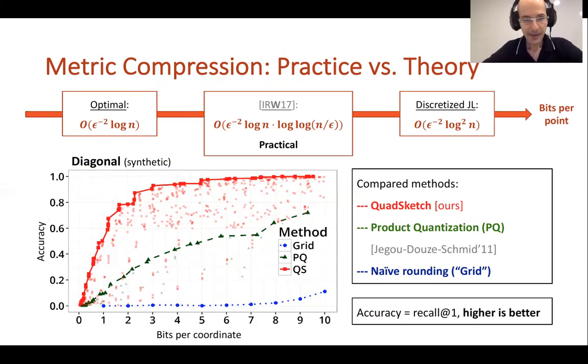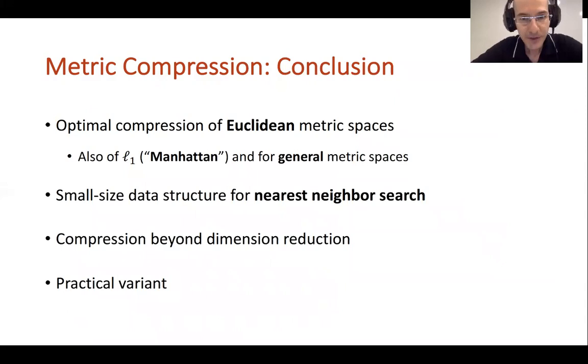Okay, so I think this is all I wanted to say about metric compression. Let me quickly conclude. We have the optimal compression bounds for Euclidean metric spaces, also for general metric spaces and L1 spaces that I didn't mention, but they are also an important family. We have the smallest known data structure for nearest neighbor search in Euclidean spaces. And we show that compression is possible beyond dimension reduction in a principled way. And we have a practical variant of our algorithm, which is competitive with the state-of-the-art heuristic algorithms.